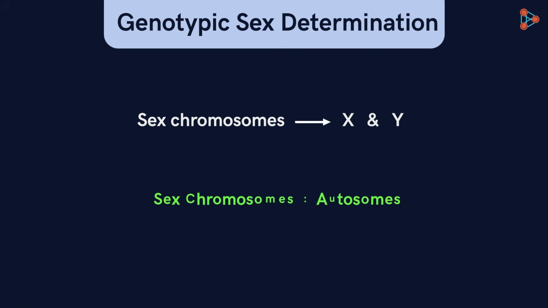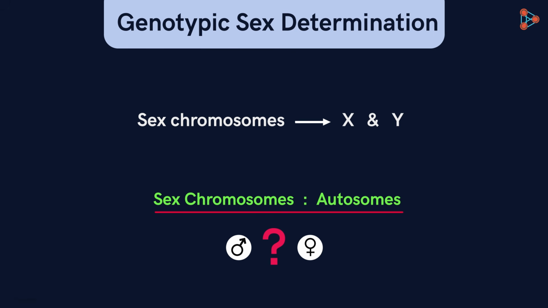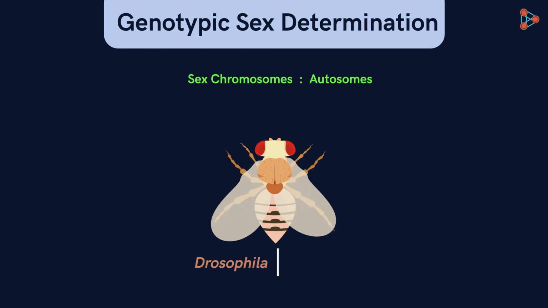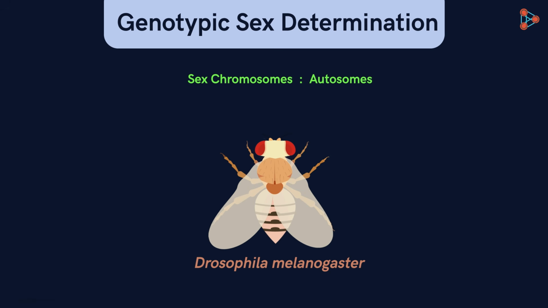It is the ratio of the sex chromosomes to the autosomes that decides the offspring to be a male or a female. And which organisms exhibit this pattern of sex determination? One example is the common fruit fly or the Drosophila melanogaster. But what exactly is this ratio system? It's the ratio of sex chromosomes to the autosomes that determine the sex of the offsprings.